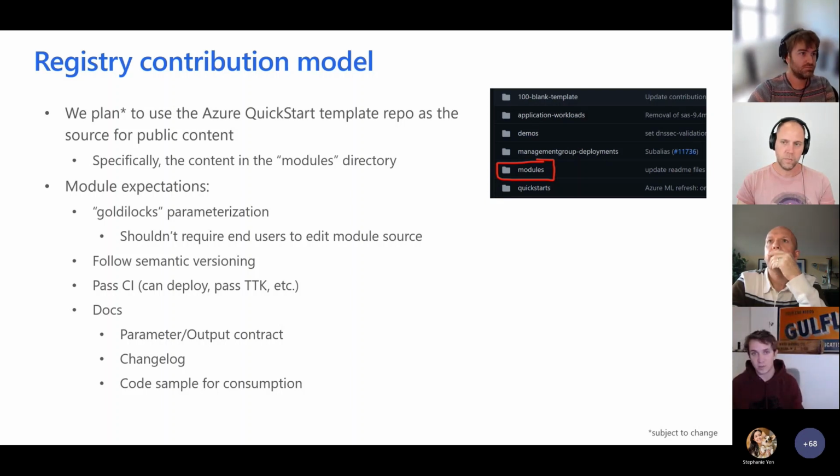It's going to have to follow semantic versioning, and we're going to have kind of CI that automatically implements some of those things. But you will need to declare when you're making breaking changes and things like that. We're obviously going to have a CI system for any Bicep files that are submitted to this repo to make sure that they can deploy, that they pass TTK and whatever other tests we determine need to be passed. And then there will be expectations on documentation.